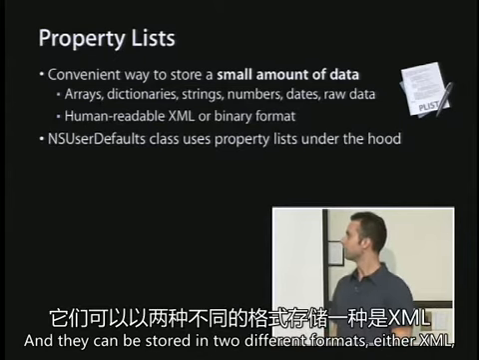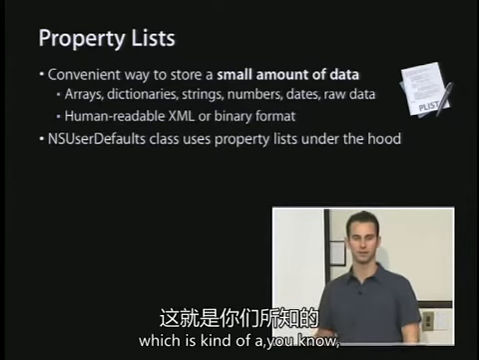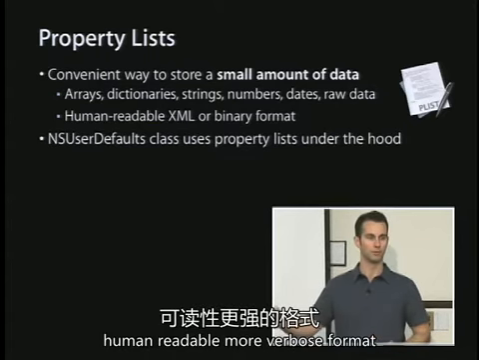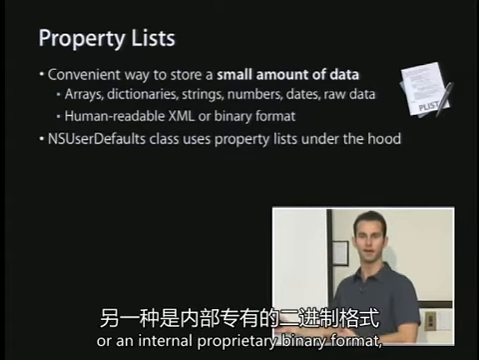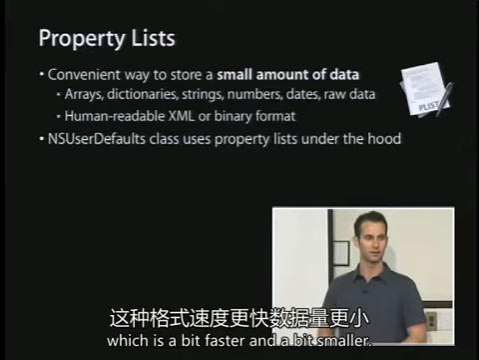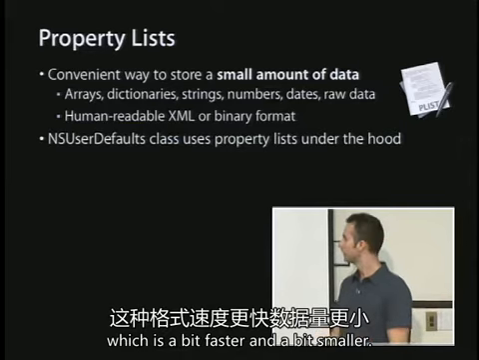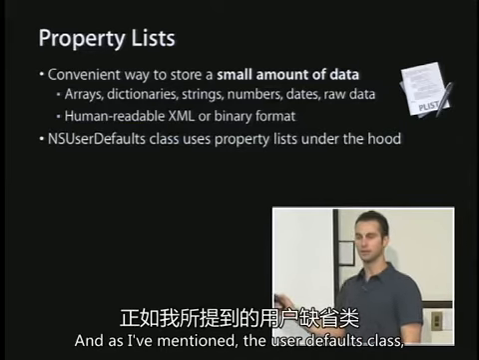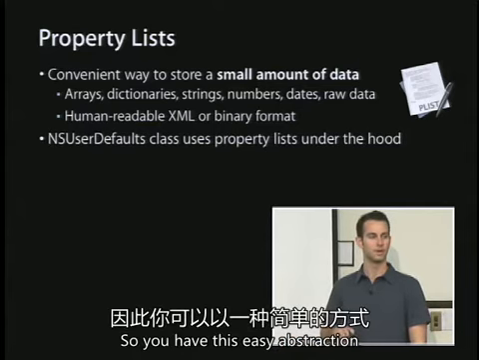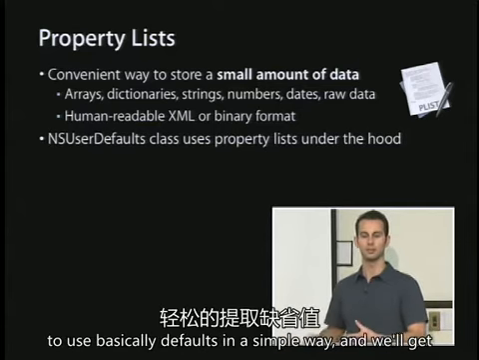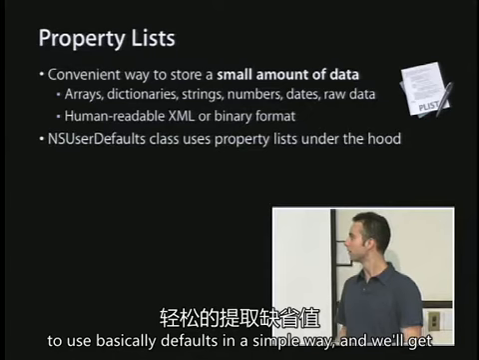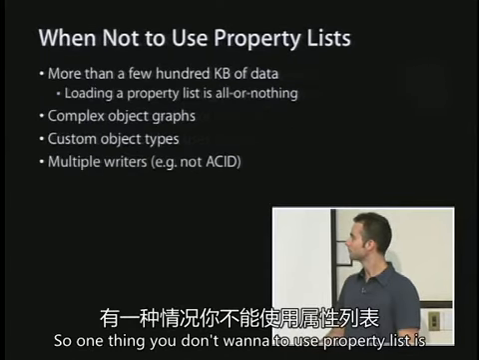And they can be stored in two different formats, either XML, which is a human-readable, more verbose format, or an internal proprietary binary format, which is a bit faster and a bit smaller. And as I mentioned, the user defaults class is layered on top of this, so you have this easy abstraction to use defaults in a simple way, and we'll get to that if there's time.